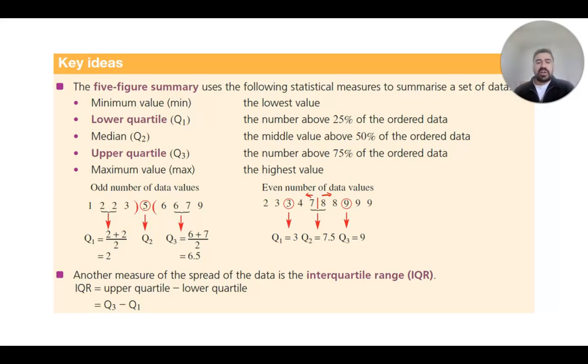Now, how do you get to the IQR? You find the difference between Q3 and Q1. It's always Q3, take away Q1.